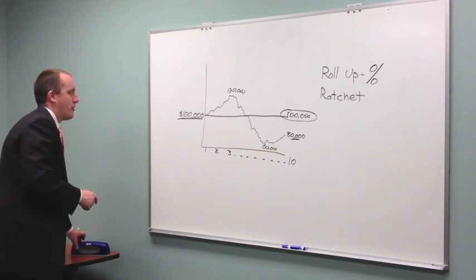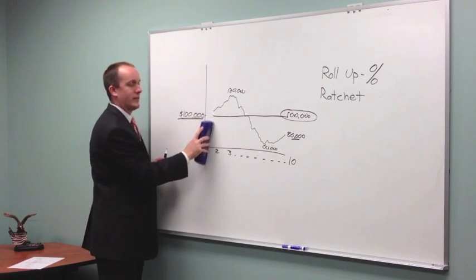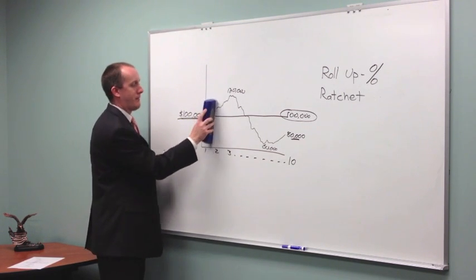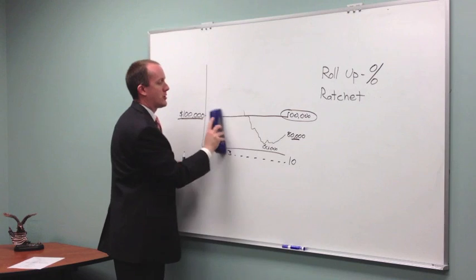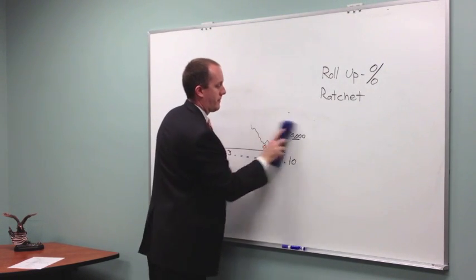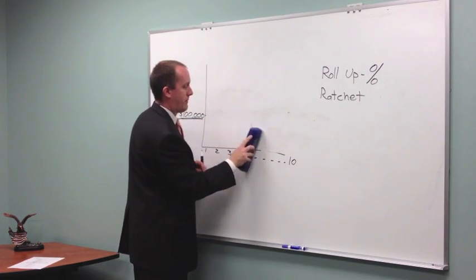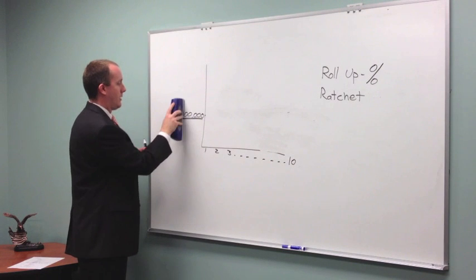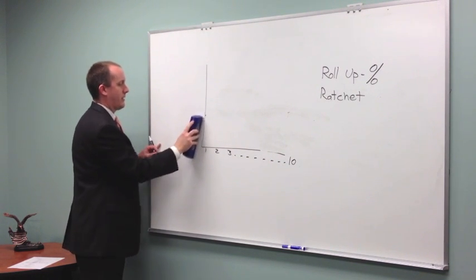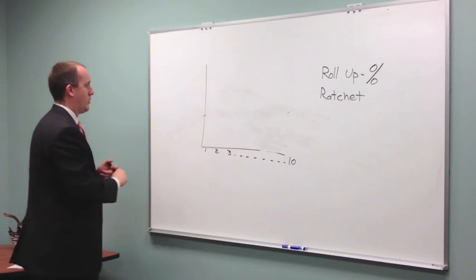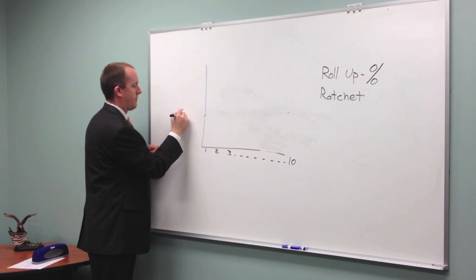Now, to take it a step further, I want to talk about enhanced living benefits. So that first section you just saw was death benefits. Now let's talk about living benefits. I'm going to use the same general graph, and we're still going to start with $100,000.